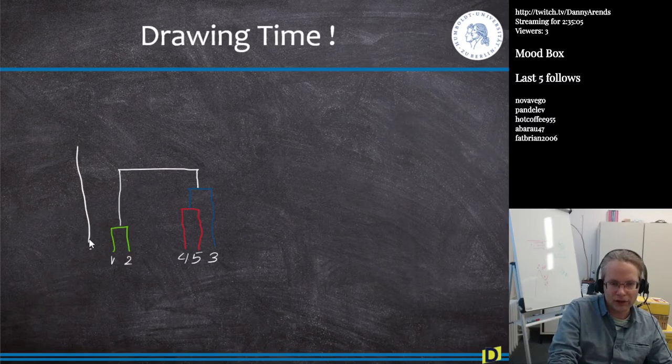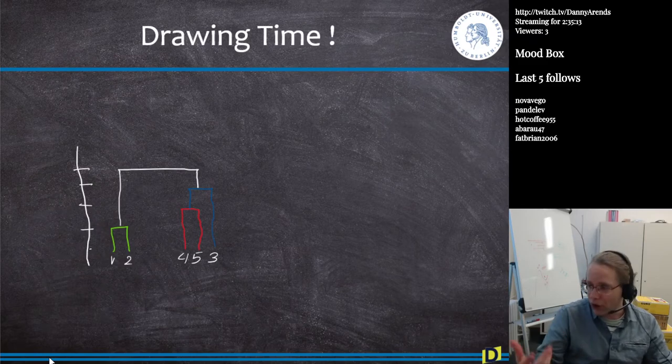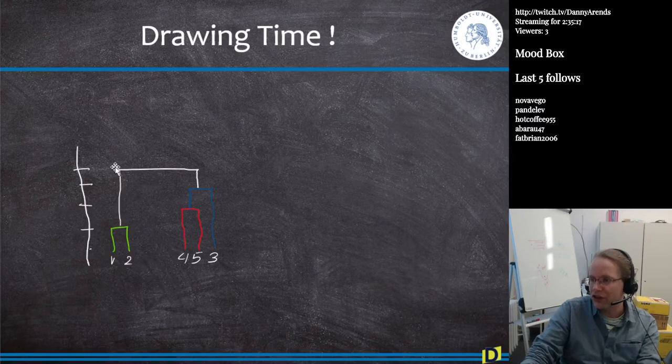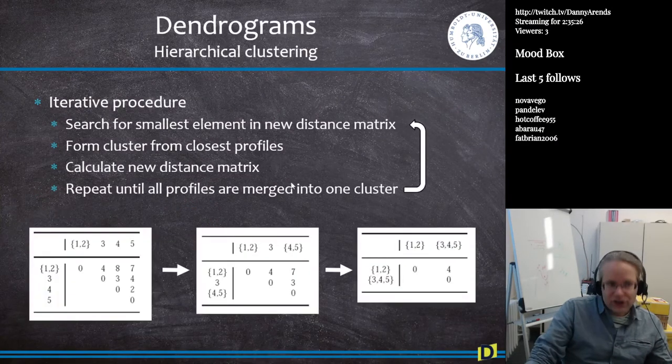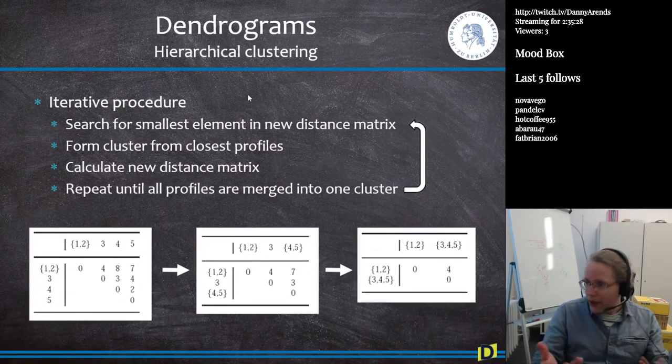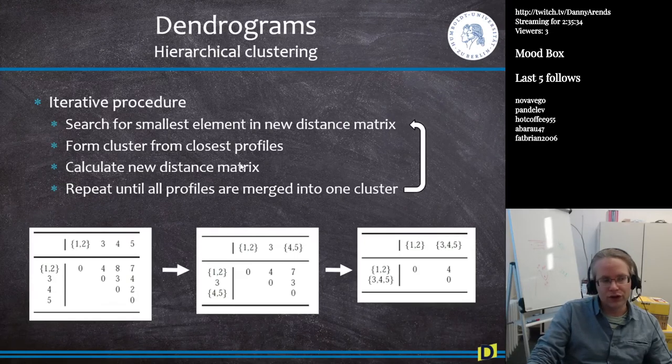Right, so here we would have our scale, 1, 2, 3 and 4. Right, so this would be our dendrogram. Of course, if we use complete linkage, then the distances in this tree would be different compared to using single linkage. So that is how these things are built. This is how you make a dendrogram if you would do it by hand. And of course, the clustering algorithm that you use does it for you.